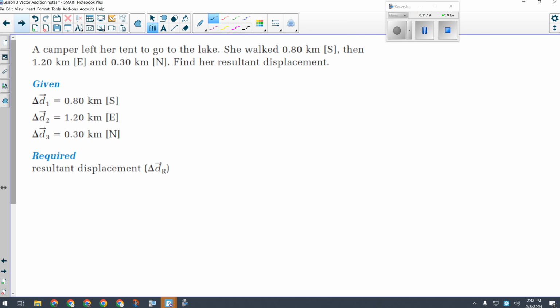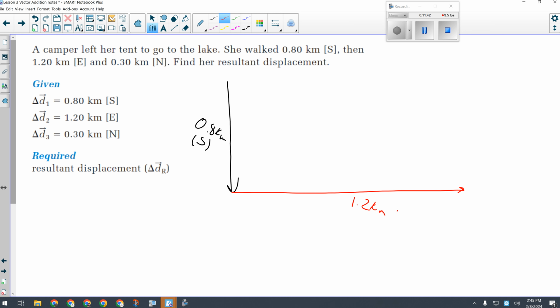I'm going to put the diagram on here just in case you're stuck. So the first thing this person did was go 0.8 kilometers south. And then they went 1.2 kilometers east. And then they went 0.3 kilometers north.